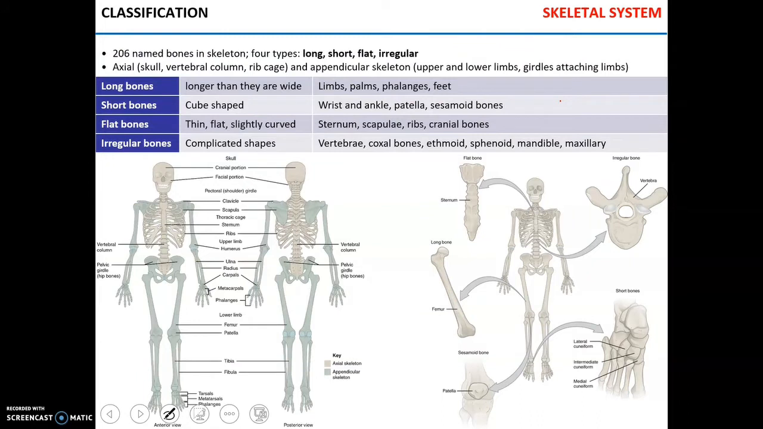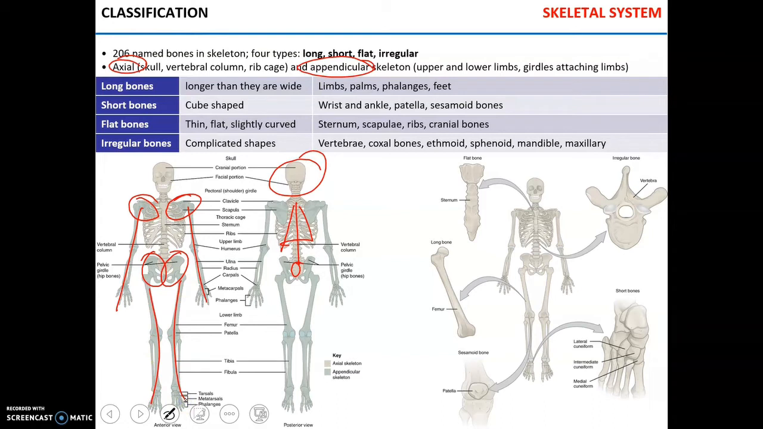Bones can be broadly classified into belonging to two different parts of the skeleton: axial skeleton and appendicular skeleton. Axial skeleton consists of the skull, thoracic cage, vertebral column, and sacrum. Appendicular skeleton includes pectoral and pelvic girdles, upper and lower limbs.